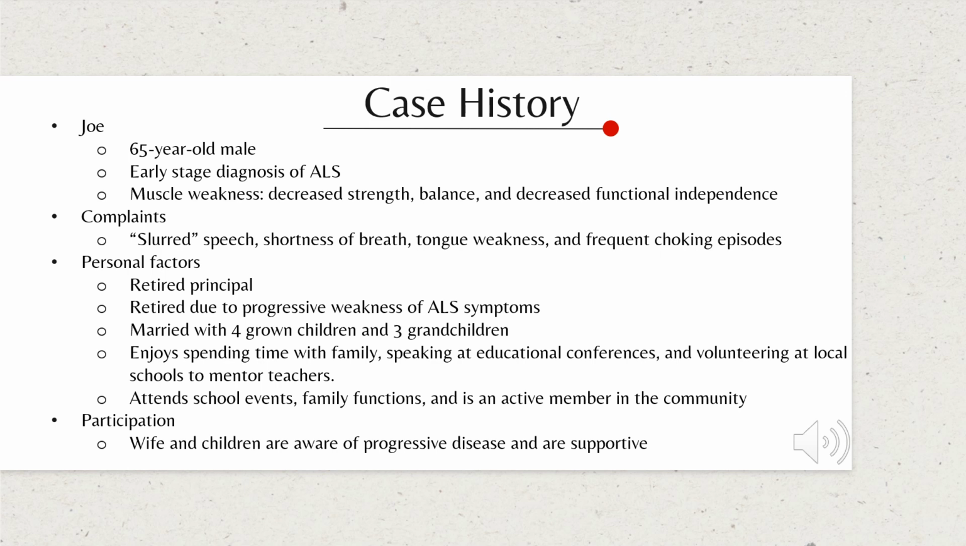Joe presents with muscle weakness, characterized by decreased strength, balance, and decreased functional independence. Joe was consulted to speech therapy for a full evaluation due to complaints of slurred speech, shortness of breath, tongue weakness, and frequent choking episodes.